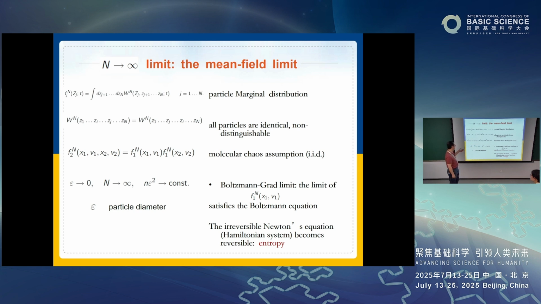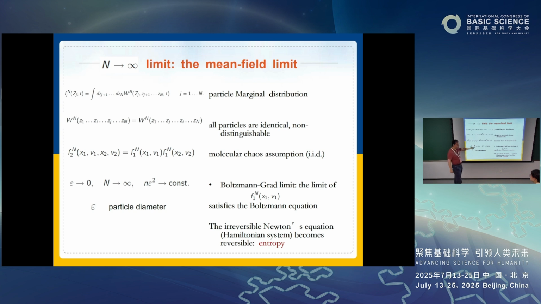And there are some other assumptions we have to make to derive the Boltzmann equation. First is epsilon, which is the so-called mean free path. That's the average distance between two collisions. We set that to be 0, so all the particles are kind of packed to each other.